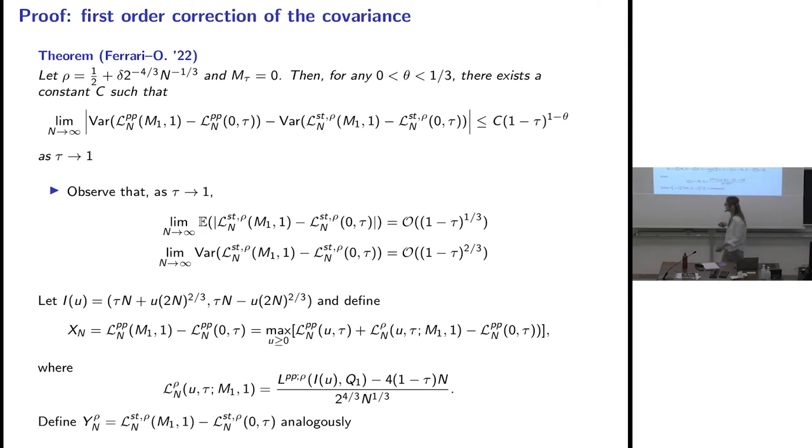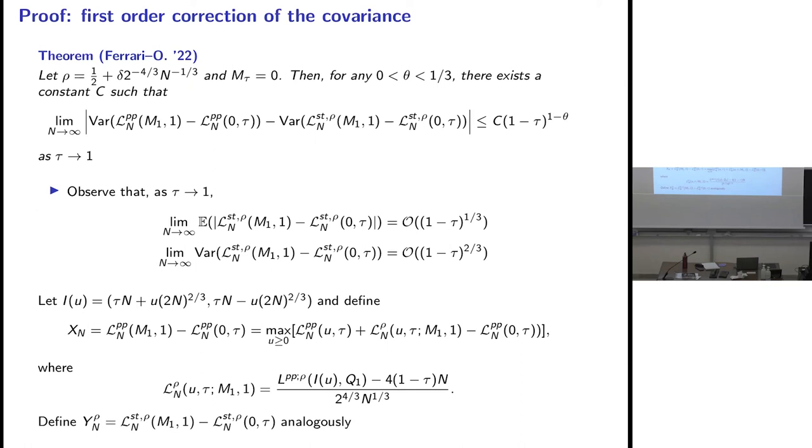If you look at the increments, if you look at Xn, then you have this variational formula where you take the maximum over U. The sum of these is exactly the decomposition of the LPP minus the last passage time up to the point Q tau. And this L rho is the rescaled point-to-point between IU and Q1 with a parameter rho on the diagonal.